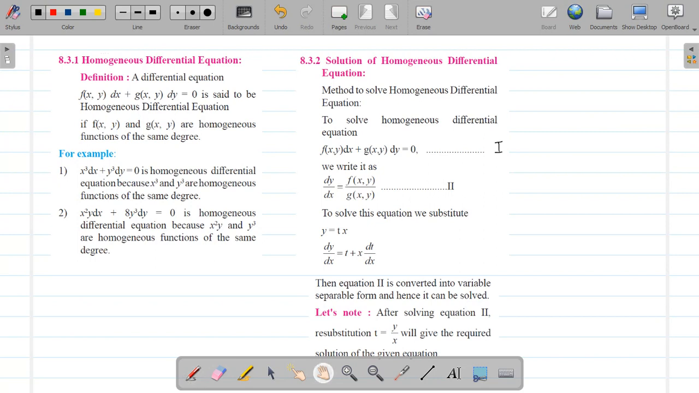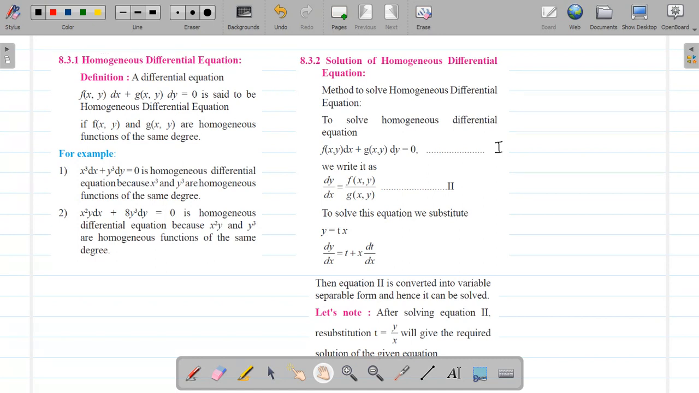First of all, we have to write it in the form of dy by dx. Then dy by dx will be f of x comma y upon g of x comma y. Let us consider it as equation number 2. So first identify the given homogeneous differential equation, convert it into dy by dx is equal to f of x comma y upon g of x comma y, and consider it as equation number 2.